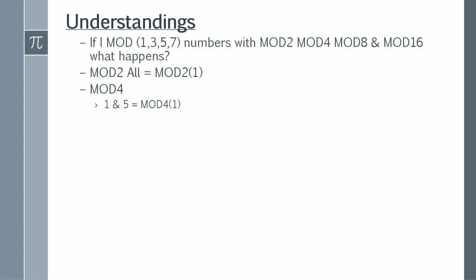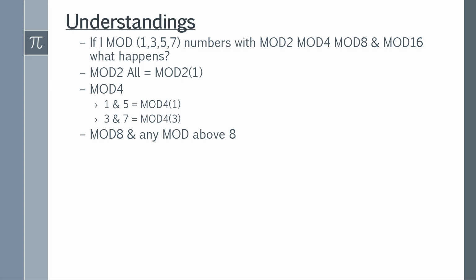So mod 4, 1 and 5 are going to be mod 4 1. And 3 and 7 will be mod 4 3. So now we're splitting those into 2 groups, right? And that's why you see 3 and 7 after 2 steps are right back to another odd number. And then with 1 and 5, they have to go 3 steps because of the way the bits are placed in the numbers, right?